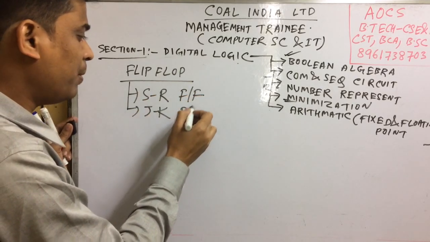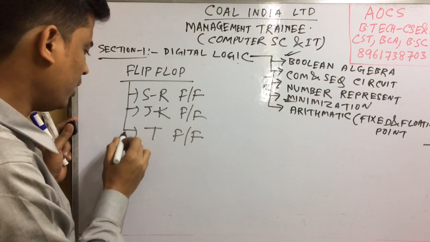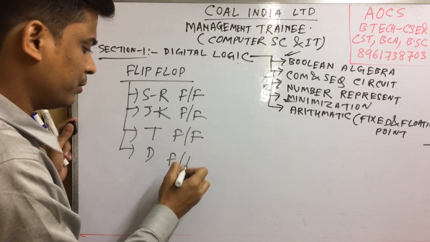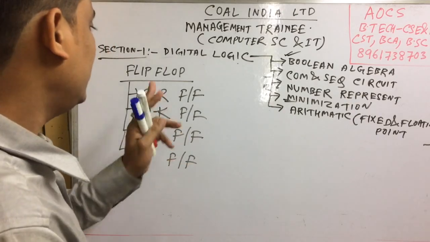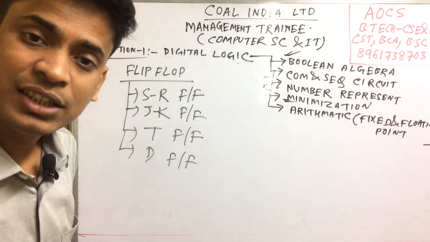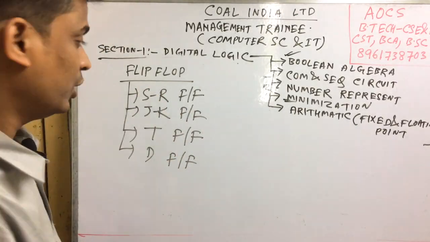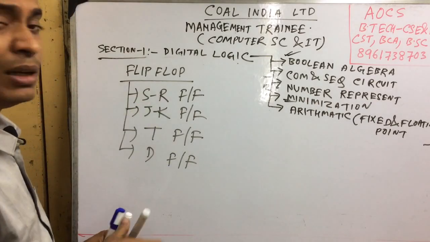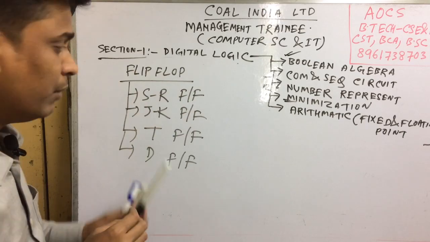JK flip flop, and T flip flop, toggle flip flop, and D, meaning delay flip flop. You must know the different characteristic equations, different characteristic tables and the excitation table of the SR flip flop. So I will try to provide another video for details of the flip flop. Now I am discussing it shortly.